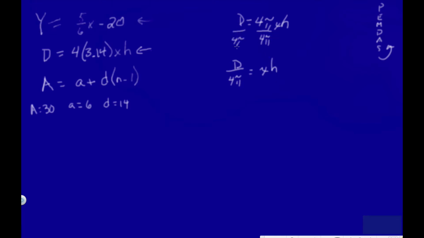I'll just draw that up here to show the same. And again, now I need to divide this by h as well. And so what we're going to end up with here is d over 4 pi h equals x. And at that point, we're done. We've now solved for x, because again, we don't have any values for d and h.